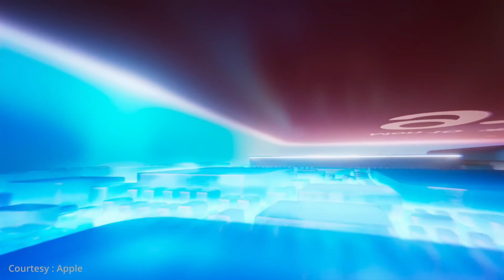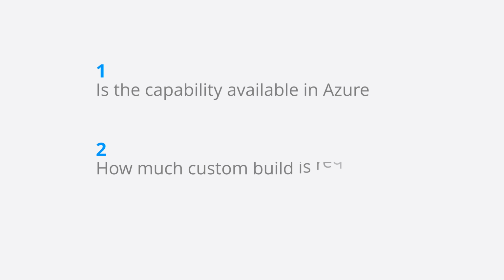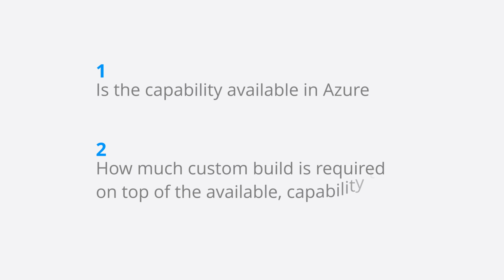For this video, we will focus on the 5 main features that Apple unveiled and rate the implementability of each feature using Azure AI services on the scale of 1 to 5. The score will be based on 2 factors. 1 is the capability available in Azure, and 2, how much custom build is required on top of the available capability to build out the full feature.